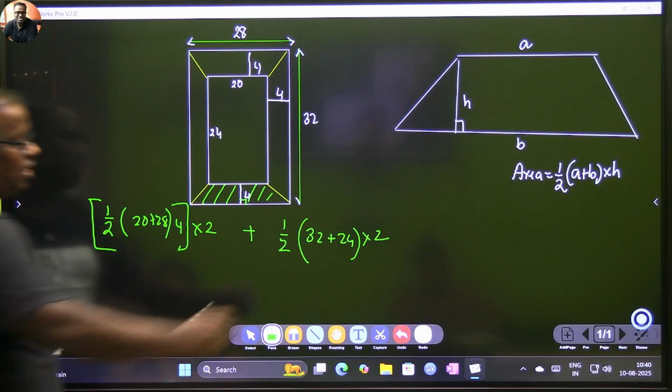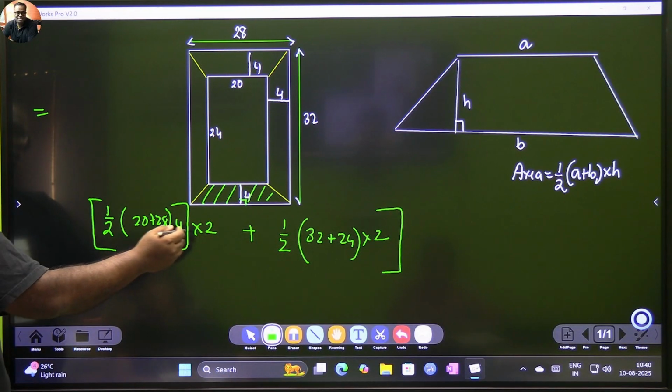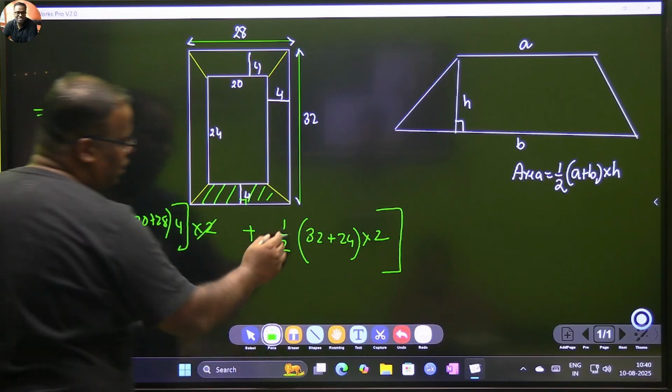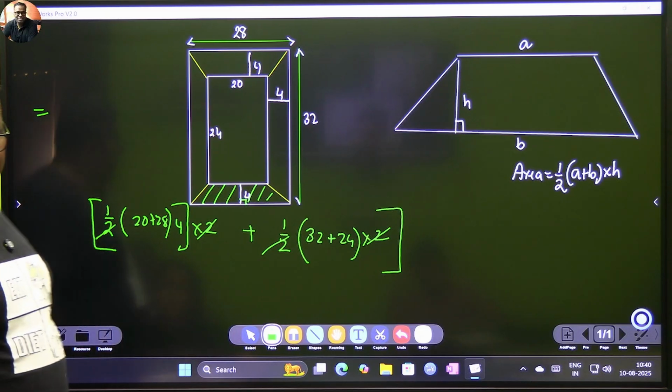Now, in order to make your calculation easier, half and 2 cancel each other, see? This half and this 2 also cancel each other. So you're just going to add them and add them. So that's it, done. So easy. Did you understand this?